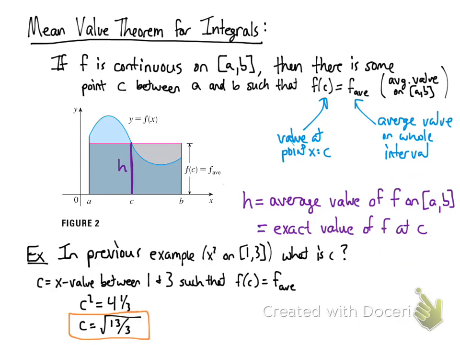For this particular example, we can actually find what c equals, but the mean value theorem says for any function, even really weird continuous functions, you could always solve an equation like this. F of c equals the average value.